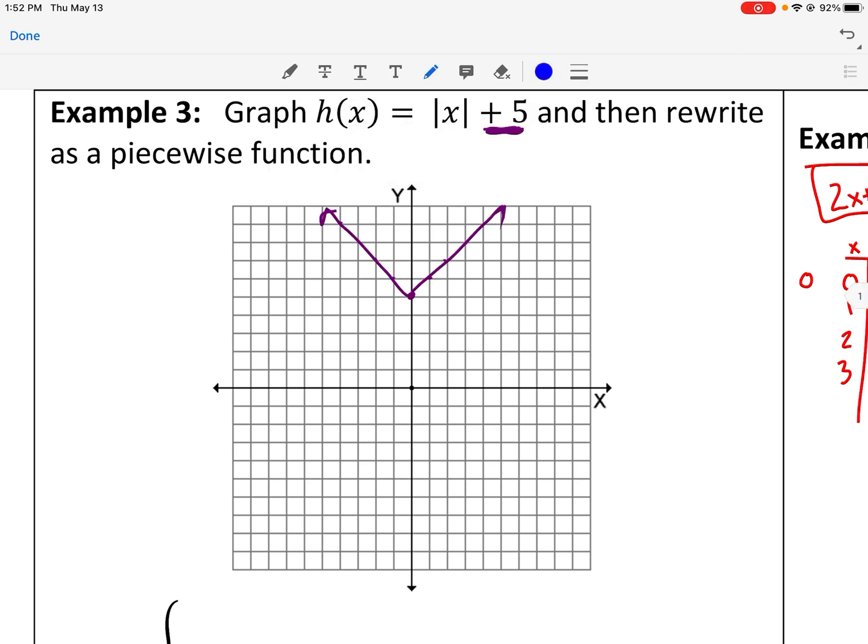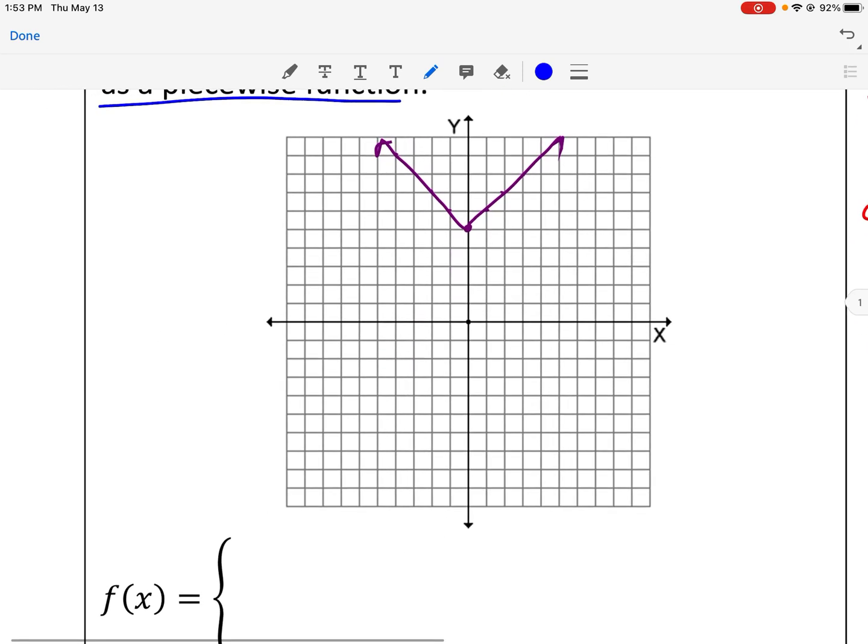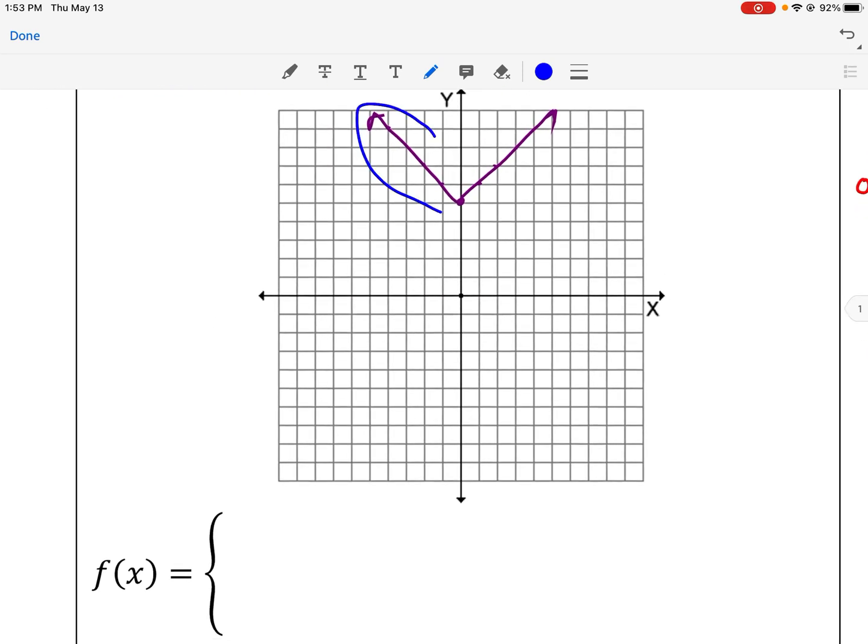Okay, so we have graphed it, but now the next thing they're asking us to do is to rewrite this as a piecewise function. So breaking this into pieces. So this is going to be my first piece. So it's just going to be a straight linear function. And then this is going to be my second piece, also a linear function. So we're going to put two linear functions together to represent this absolute value function.